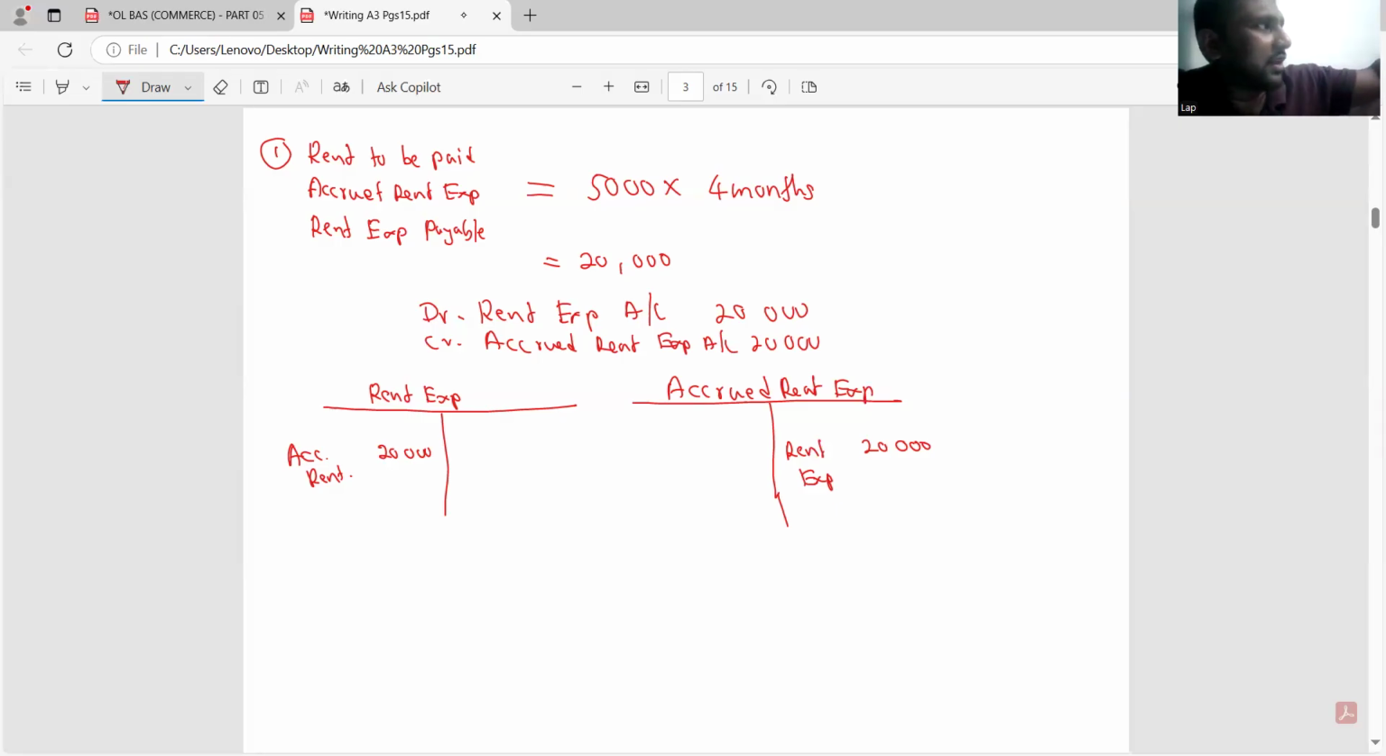From one side, you have to increase the expense. From the other side, you have to increase the liability. Simple game.